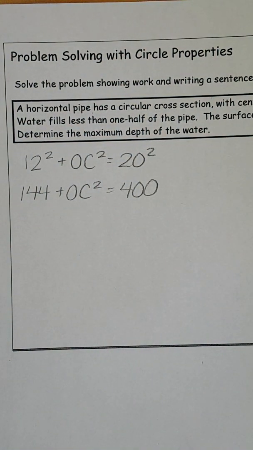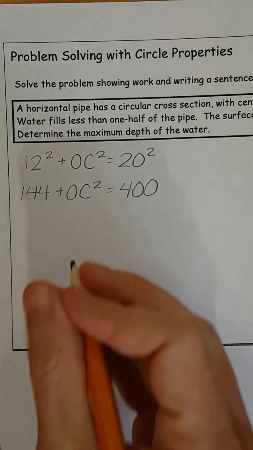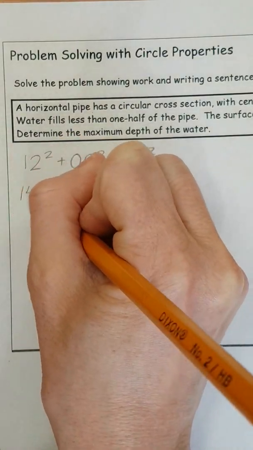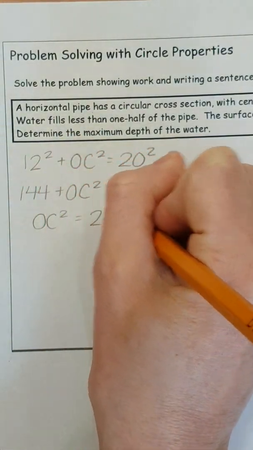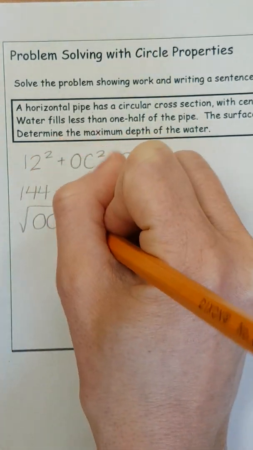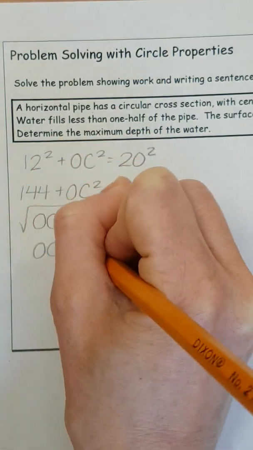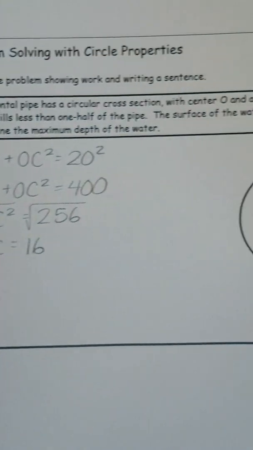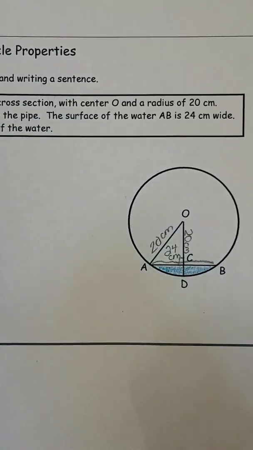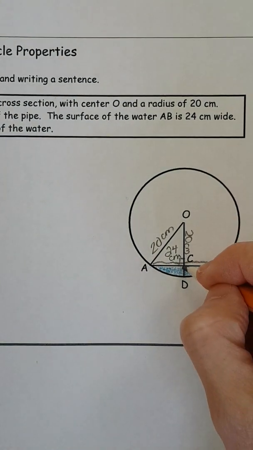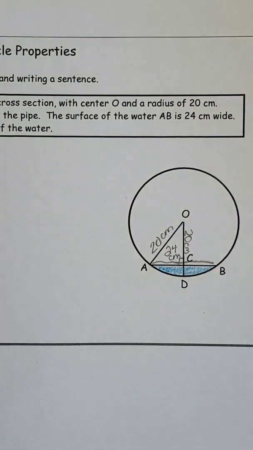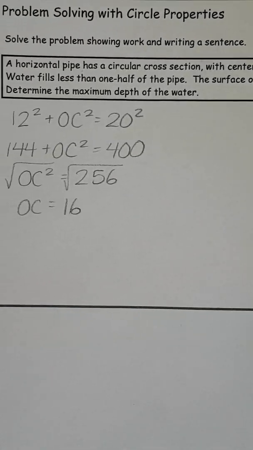And so how do we isolate OC squared? We subtract 144 from both sides. OC squared equals 256. 256 happens to be a perfect square. So we have OC being 16 centimeters. So if this is 16 centimeters and we know that the radius is 20, how will that help us to determine what the depth of the water is? Well, of course, we will subtract.